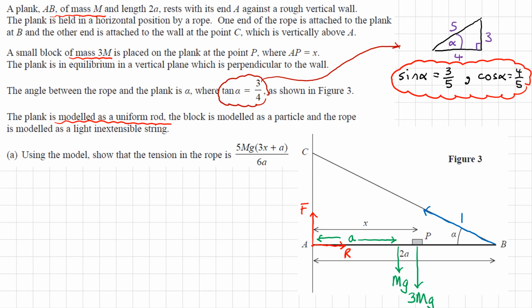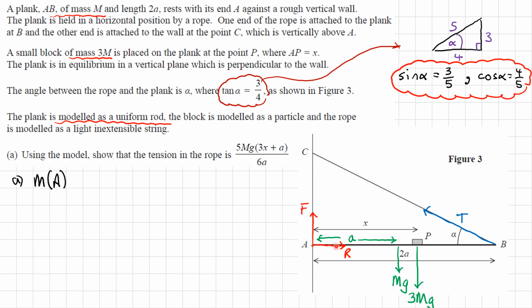Then the other force that we have is the tension in this rope, which I'll label as T. Now to complete part A, what I need to do is to take moments about point A. The advantage of doing that is that I will get an equation that does not include my normal reaction or the frictional force, because they're unknowns, and it will just give me the forces mg, 3mg, and the tension. So let's work our way around the diagram.